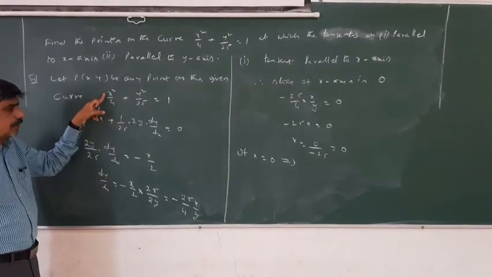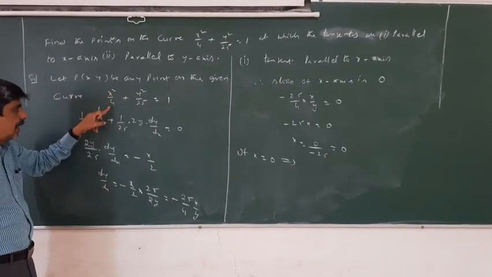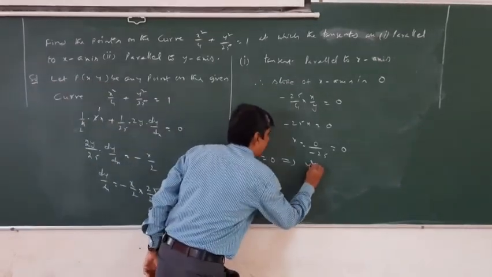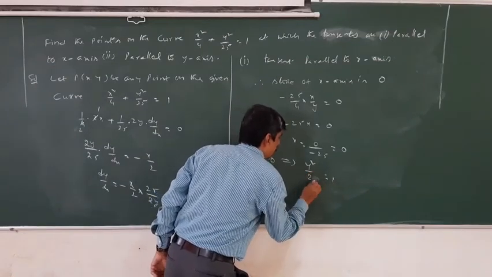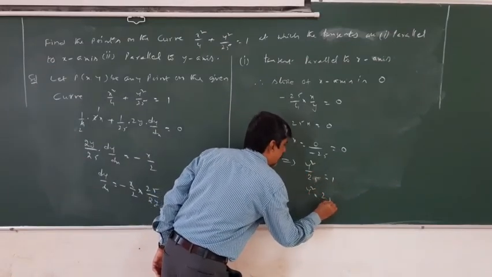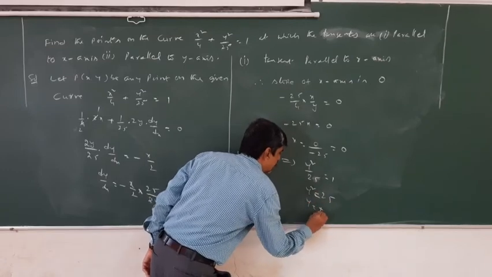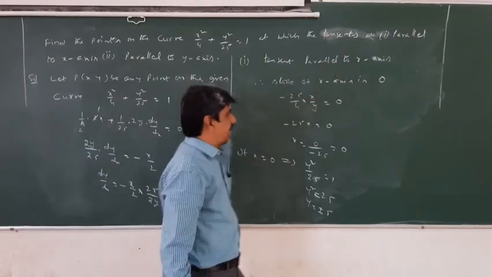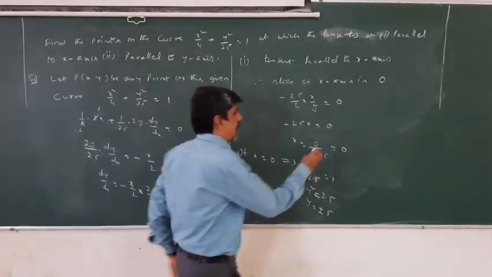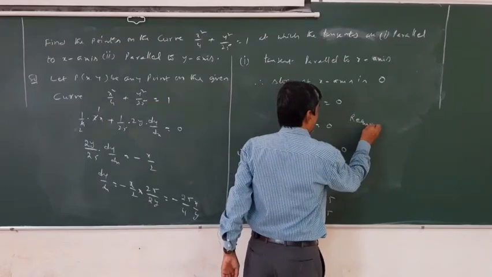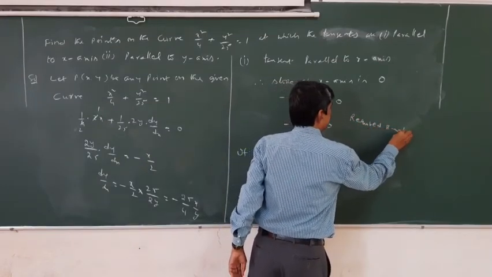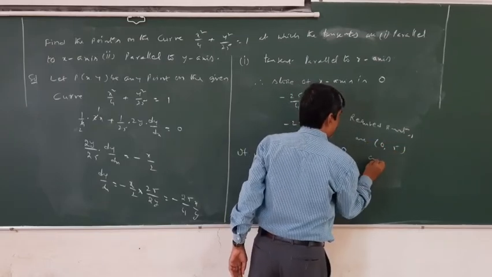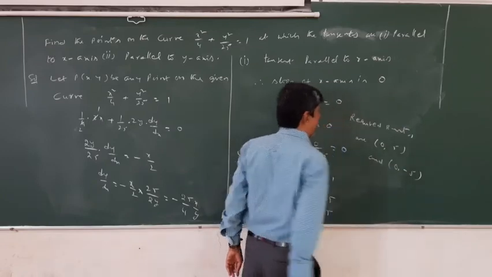So by writing x is equal to 0 here, 0 square by 4, 0 by something is 0, plus y square by 25 is equal to 1. So y square is equal to 25, so y is equal to plus or minus 5. If the tangent is parallel to the x-axis, then the required points are (0, 5) and (0, minus 5).